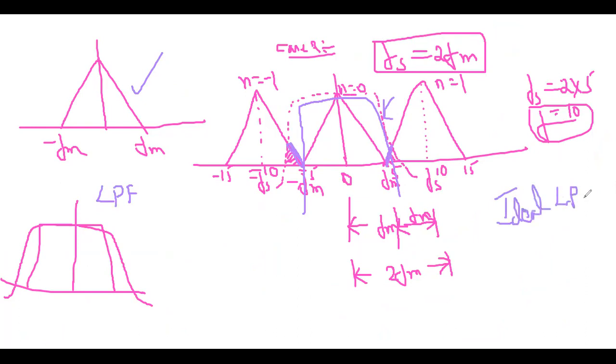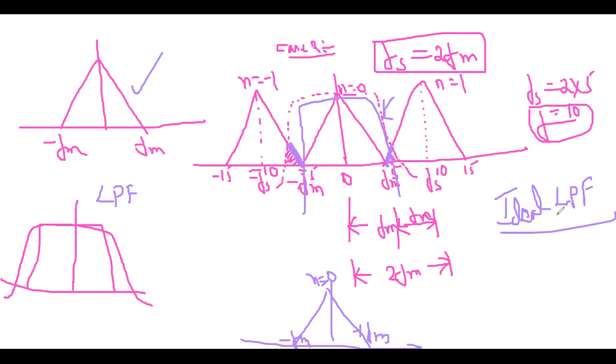Ideal low pass filter to get the original signal, because there is no guard band in between the repeated signals. Okay, minus fm plus fm. Okay, my dear students, at n is equal to 0, the original signal is recovered by using the ideal low pass filter. Understood, my dear students?